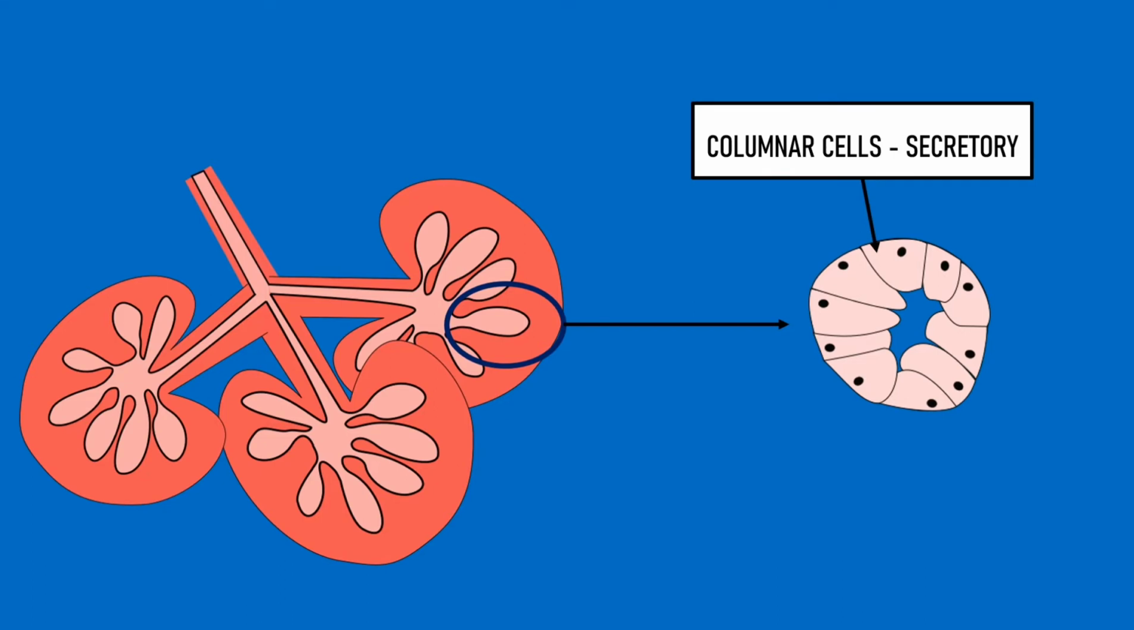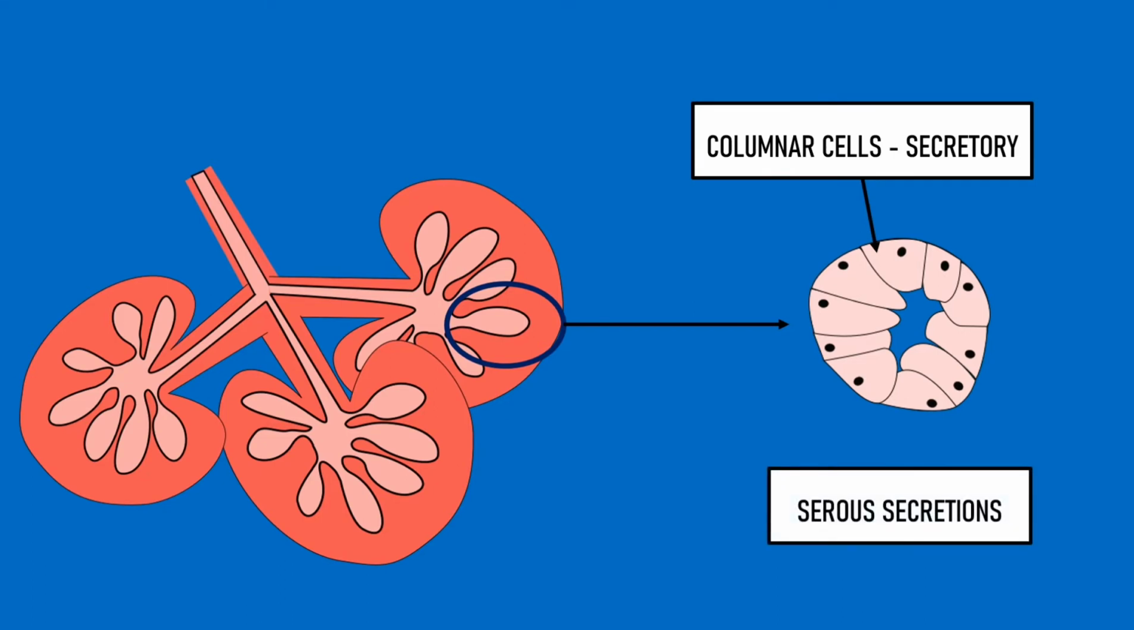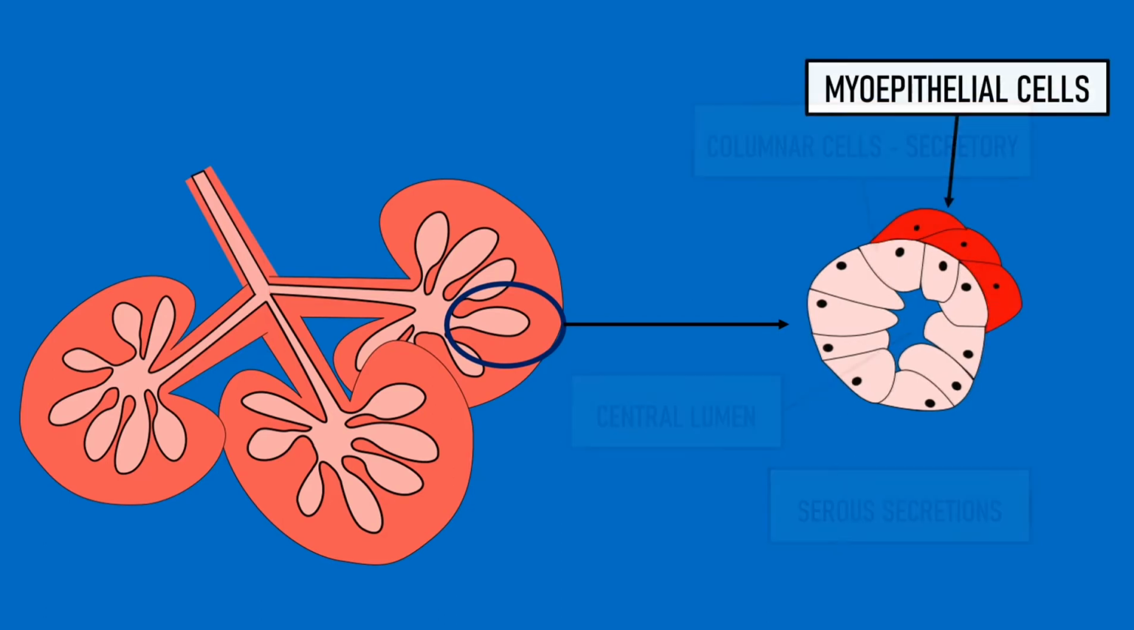They produce serous secretions and pour them into a central lumen. Some of these acini are surrounded by a row of myoepithelial cells that help in the contraction of these acini and help them in releasing secretory granules into the central lumen.